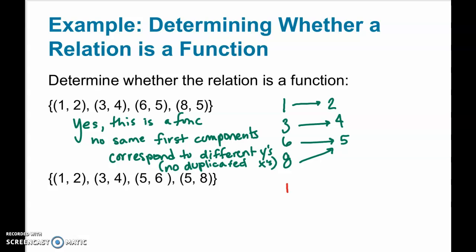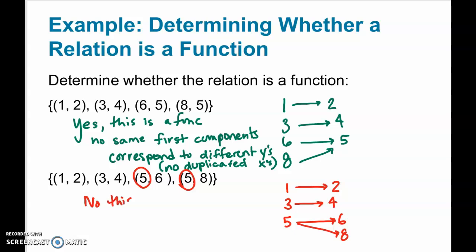Here are my x's. I've got 1, 3, and 5. I wouldn't write out 5 twice, it's the same number. 1 corresponds to 2, 3 corresponds to 4, 5 corresponds to 6, and 5 corresponds to 8. So this one does not fit the definition from the previous page. We've got the duplicated x's here that correspond to two different y's. So we're going to say this is not a function.